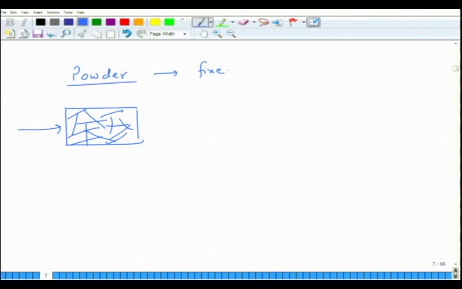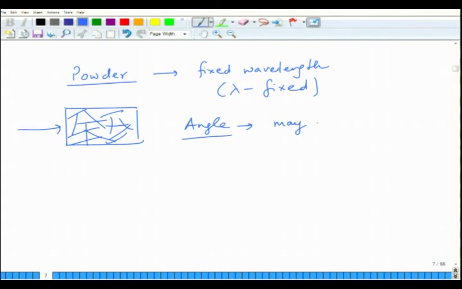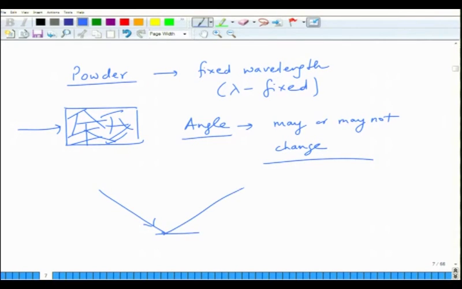So, for powder specimens, we generally use a fixed wavelength, okay. So, lambda is fixed and the angle may or may not be changed. The sample may remain stationary or the sample may rotate. Then, okay, by and large we can keep it fixed, but we need to change the detector position. So, if this is your incoming X-ray beam, if this is your sample, if this is your detector, so this is in, this is out.